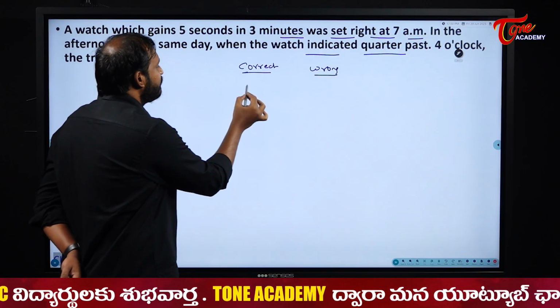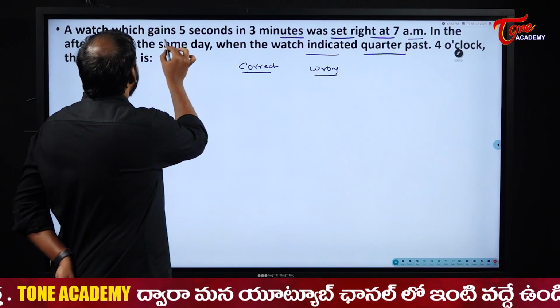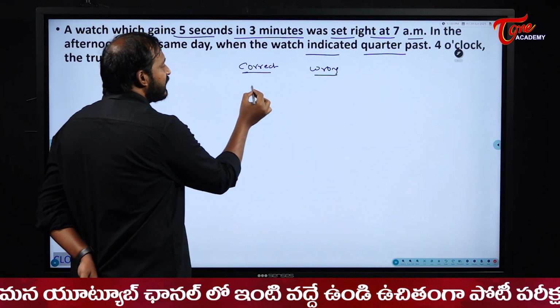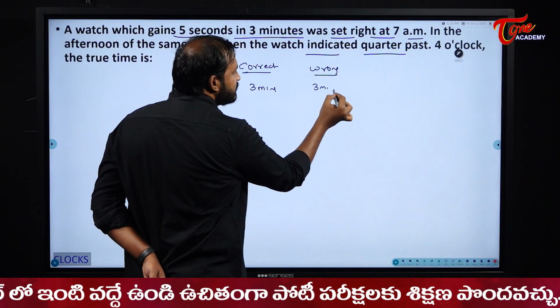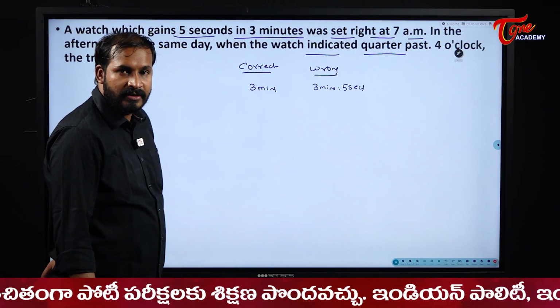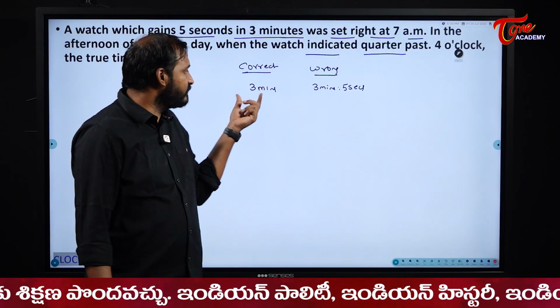In the correct clock, it shows 24 hours. But here, a watch gains 5 seconds in 3 minutes. That means if the correct clock runs 3 minutes, the wrong clock will run for 3 minutes 5 seconds. Am I correct? Why? Because it is gaining 5 seconds for every 3 minutes. So now the comparison time came from 3 minutes.